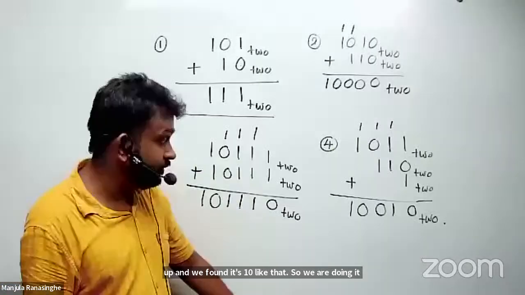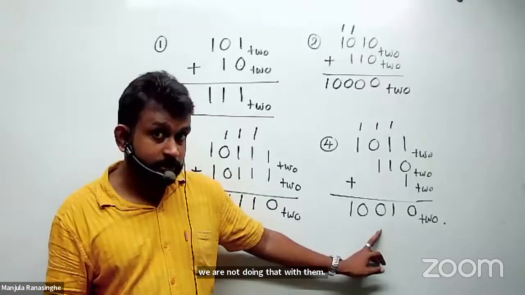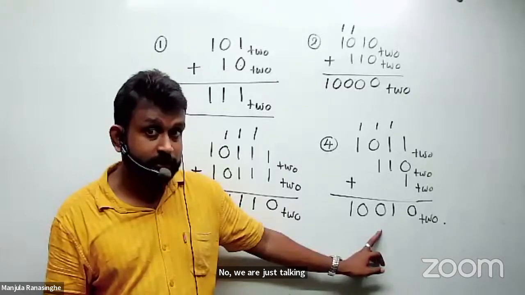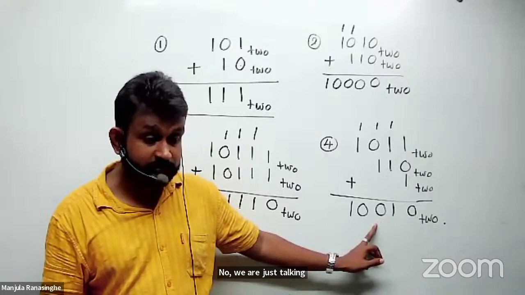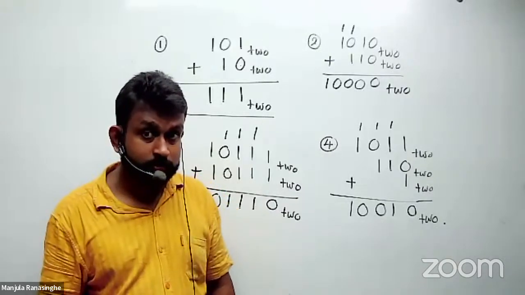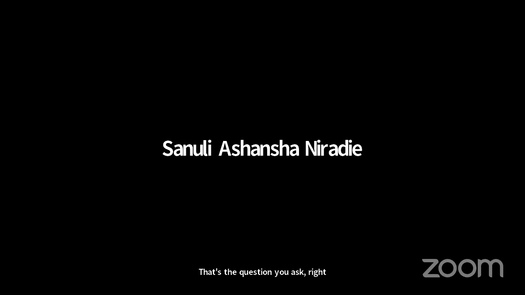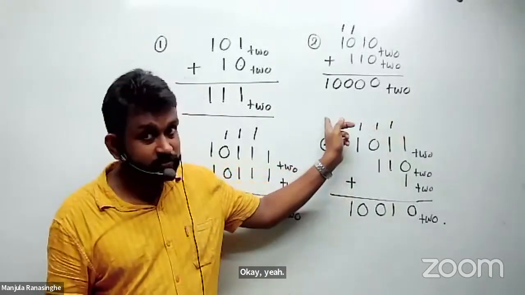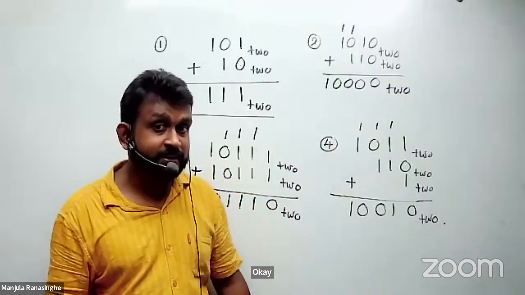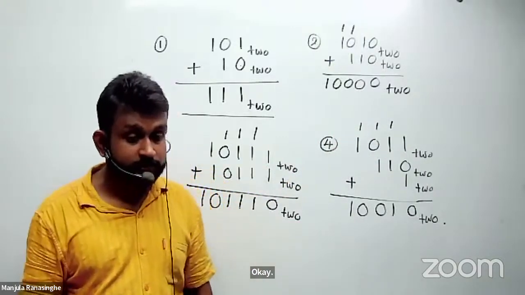So we were doing it only to find the values. When we are adding, we are not doing that method. We are just giving the answers in binary format. We do not want to convert to decimals. That's the question you asked, right? Earlier we did how to find 10, 1, 0 and all. You no need to put the place values and show the ways. Just do this one.